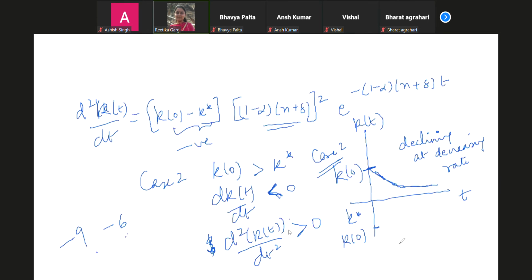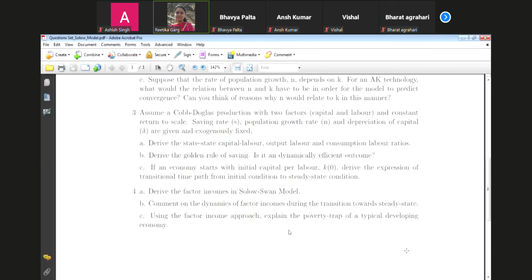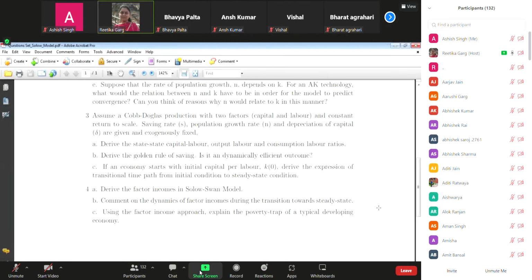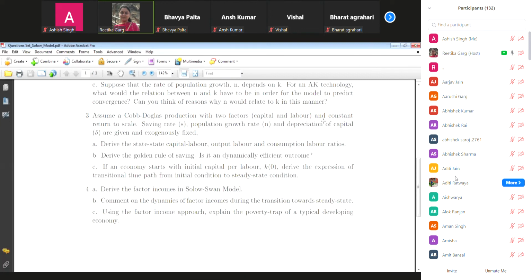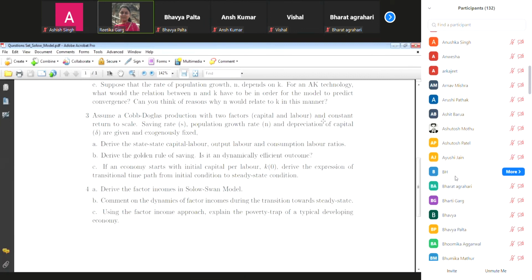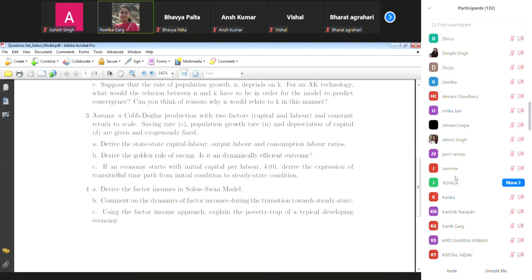Right? And so the graph then finally looks like this. So capital stock is moving in a way such that it will at some point asymptotically reach the steady state. It will converge to the steady state. So basically this was the transitional time path from the initial condition to the steady state condition. The solution K_t that you got from solving the differential equation is the expression for the transitional time path.